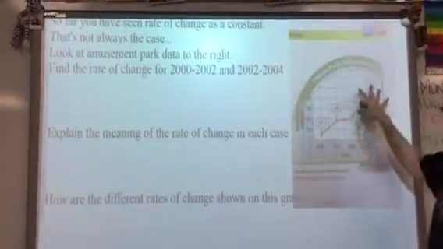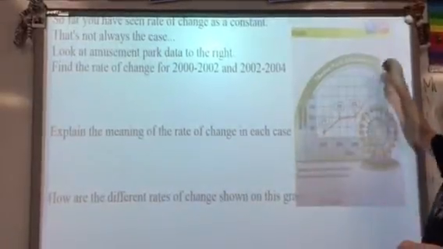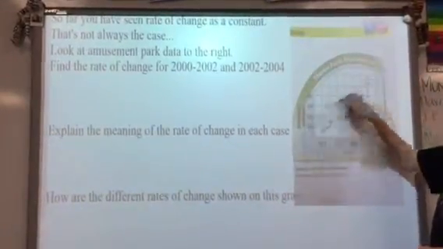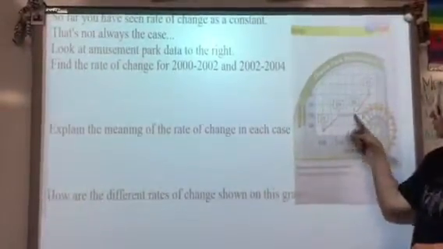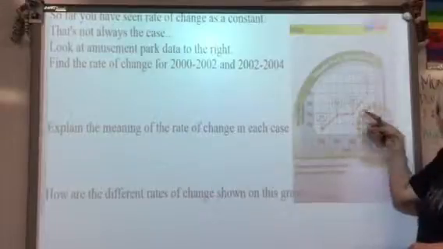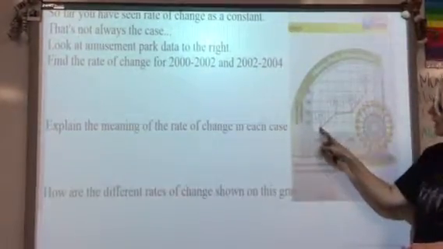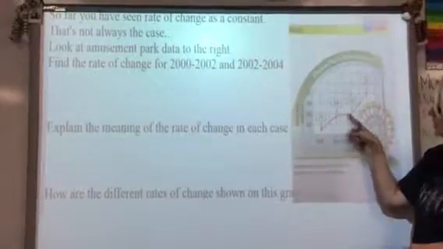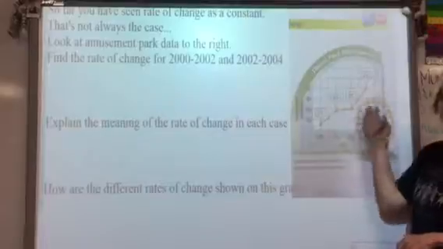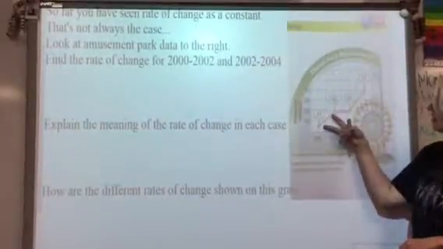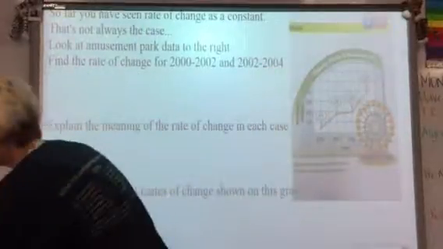Now, you might think of rate of change as always being a constant, like going straight uphill. But here's an example of amusement park data. This is from 2000 to 2002, from 2002 to 2004, and then from 2004 to 2006. As you can see, I have a steep increase here, a slight increase, and then a very steep increase. So my rate of change is not going to be constant. This is going to be a different rate of change than here. So let's find those different rates of change.